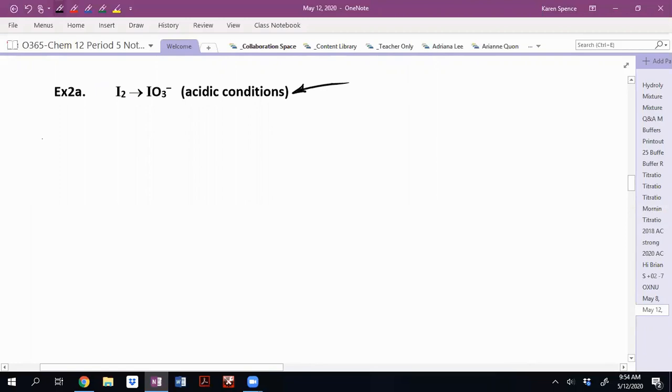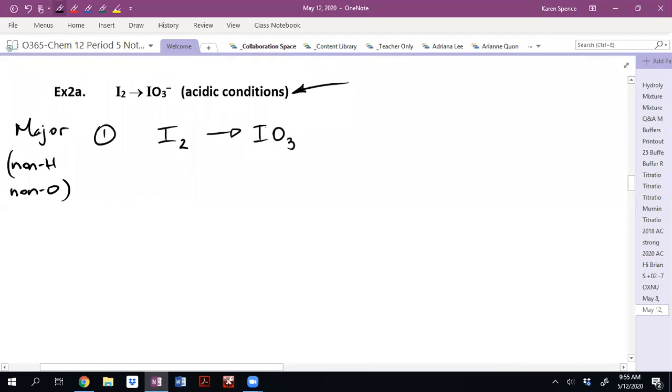And we're going to do this one. So, step 1, balance the major atoms. In other words, the non-hydrogen, non-oxygen atoms. In this case, we don't have an equal number. Here we have 2 I's, and here we have just 1 I on the right-hand side. So we're going to need to put a 2 in here. We balance by using coefficients.